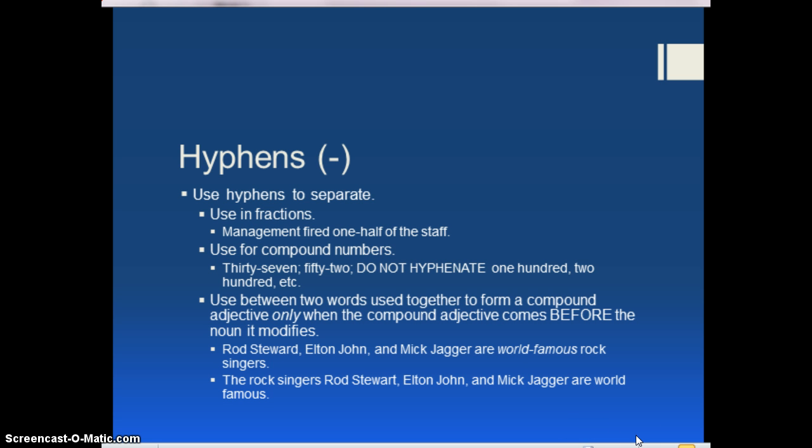But in the second example, the rock singers Rod Stewart, Elton John, and Mick Jagger are world famous. You don't use the hyphen there because world famous is not describing a noun that follows it. So you might use that type of hyphen frequently, more often than the other times, but just make sure you know how to use that one in particular.